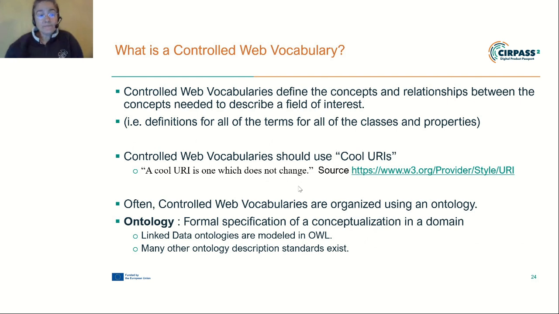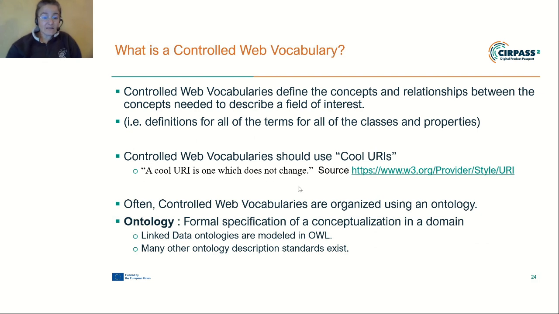So, I'm going to start with the first category. And I'm going to talk about controlled web vocabularies. Same as for dictionaries, controlled web vocabularies define concepts and the relationships between the concepts needed to describe a field of interest. So, I'm going to define all the terms for all the classes and all the properties that I will need.